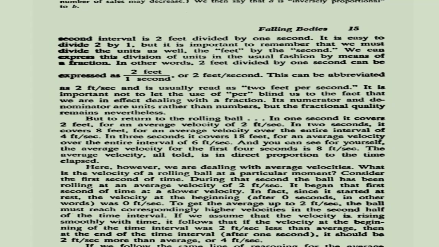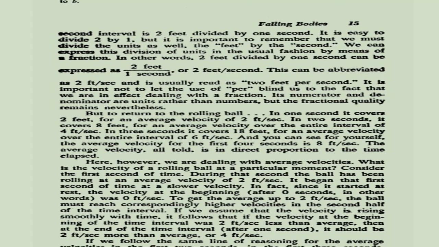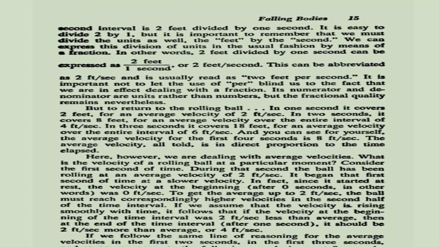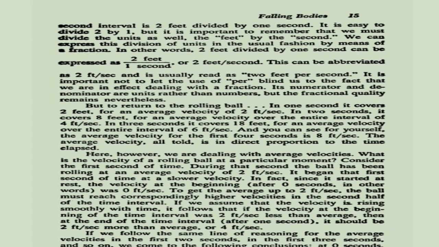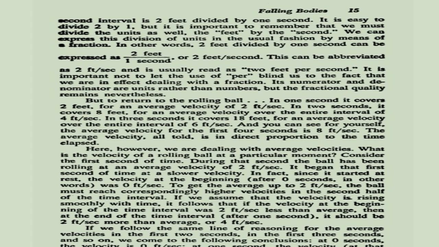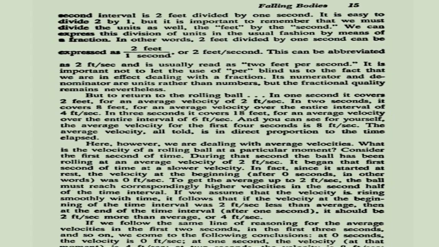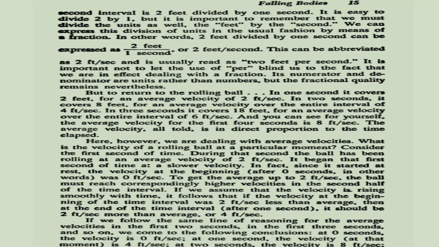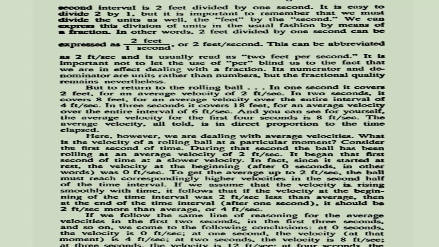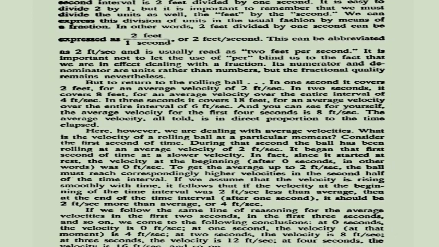At 0 seconds, the velocity is 0 feet per second. At 1 second, the velocity, at that moment, is 4 feet per second. At 2 seconds, the velocity is 8 feet per second. At 3 seconds, the velocity is 12 feet per second. At 4 seconds, the velocity is 16 feet per second, and so on. Notice that after each second, the velocity is increased by exactly 4 feet per second.